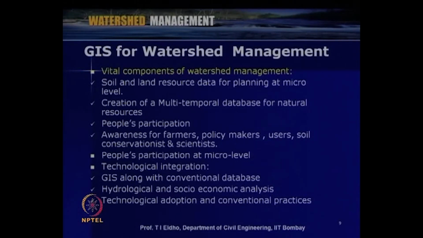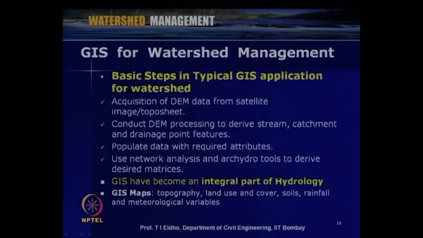And then GIS along with the conventional database, we can generate various types of maps. So, that will be very useful as far as watershed management is concerned. Then also for hydrological modeling, we can utilize the geographic information system, and also we can use it for economic analysis, like the economic viability, or to identify the benefit cost ratio. So, in all those places we can effectively utilize GIS. The technological adoption and conventional practices we can effectively manage with the help of a geographical information system.